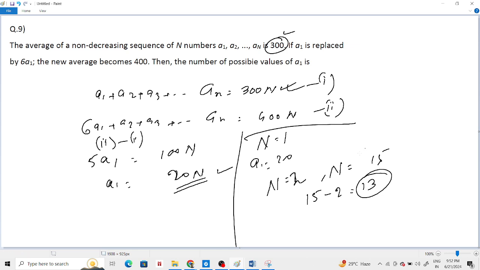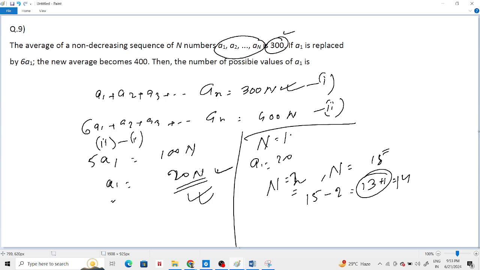So can you repeat this last part once? I don't understand. It should be 14 because I excluded 1. See, okay, till here you understood a1 is 20n and n is not 0, that also you understood. Now see, when n is equal to 1, at that time I'll get only one number in this sequence, there is only a1, right? That means there is only one number. So if there is only one number 20, then the average should be 20. How can it be 300? So that means n cannot be 1, n can be more than that. So n can be 2, n can be 3, n can be 4, n can be 5, n can go till 15.